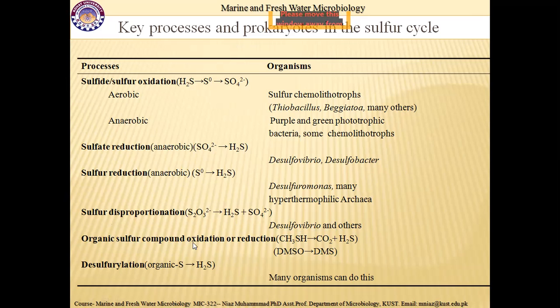Organic sulfur compound oxidation or reduction, in which sulfur is present in an organic molecule or in an amino acid, it is converted into carbon dioxide plus H2S, and DMSO to DMS. Desulfurylation is the removal of sulfur from an organic compound to form H2S. Many microbial populations are taking part here.